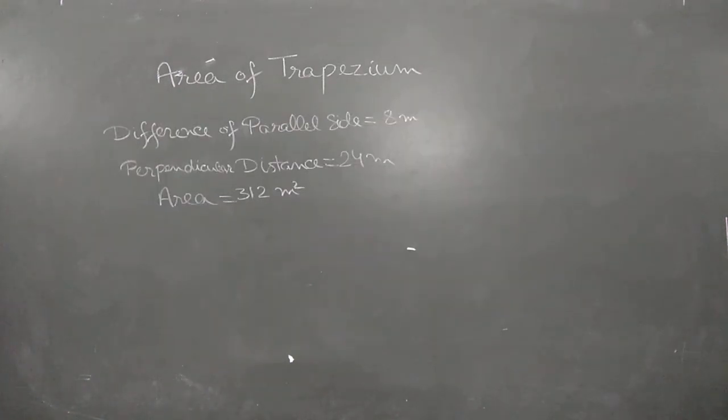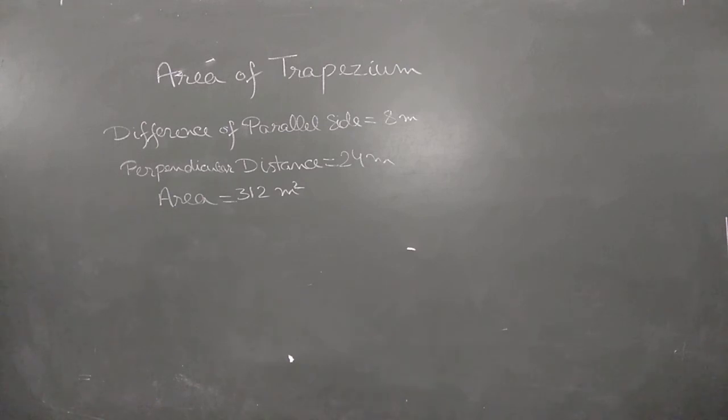Hello students, in this case we have a new, interesting question. It is given that in a trapezium, the difference of parallel sides, not the sum, equals 8 meter, and the perpendicular distance between them, that is the height of the trapezium, is 24 meter, and the area is 312 meter square. The question says find the lengths of the two parallel sides.